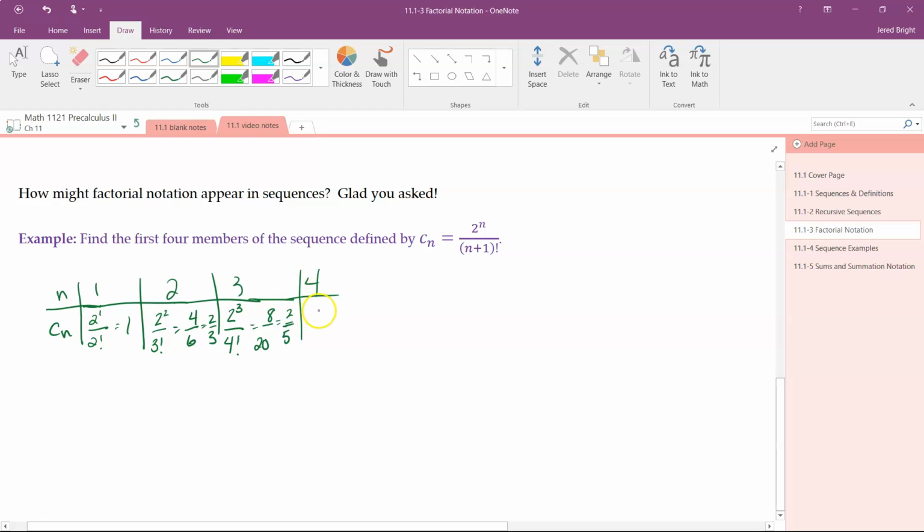And for 4, 2 to the 4th over 5 factorial, so this is going to be 16 over 120, and I'm sure I can reduce that by 4 at least, so it'd be 4 over 30, and I can go even a step further, so 2 over 15. Note that when we see it in sequences, it's not going to be terribly different than what we've seen before. We just might have to evaluate it and go from there.